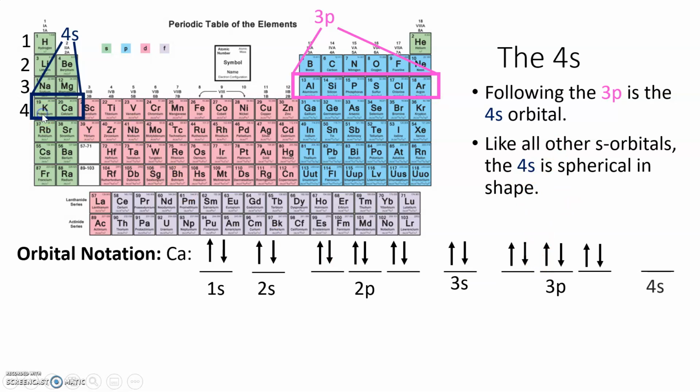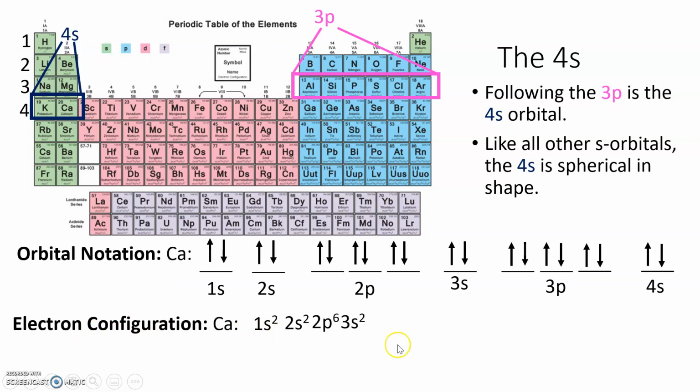Then we go to the 4s. And hey, any s orbital, doesn't matter if it's 4s or 5s or 6s, any s orbital has just 2 electrons. So there they are. There is the orbital notation for calcium. Again, taking a look at the electron configuration, it's 1s2, 2s2, 2p6, 3s2, 3p6, 4s2.